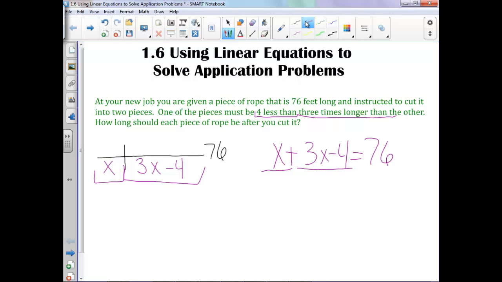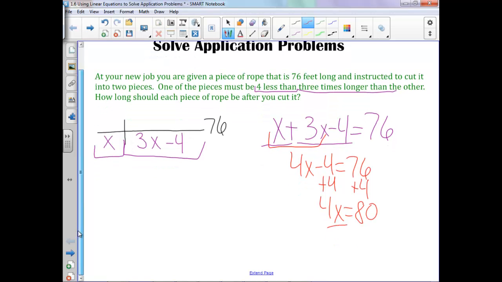And now we can just solve these like we did yesterday. So x plus 3x is 4x minus 4 equals 76. Add your 4. We'll get 4x equals 80. Divide by 4. X equals 20. And now let's go through. We want to know how long should each piece of rope be.